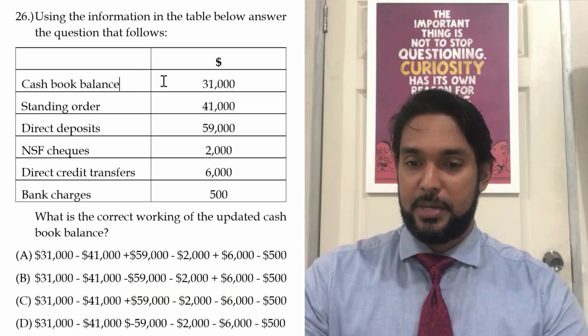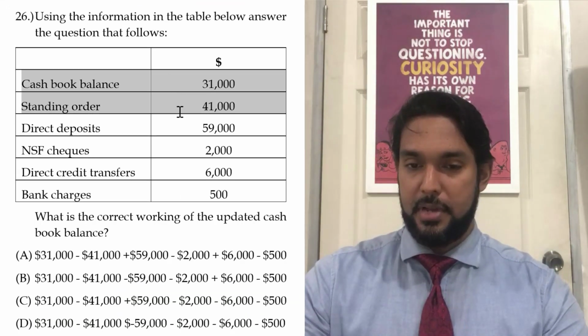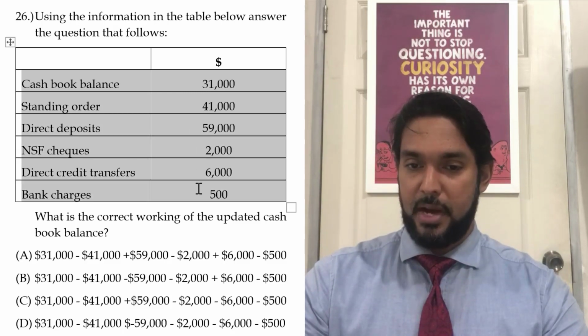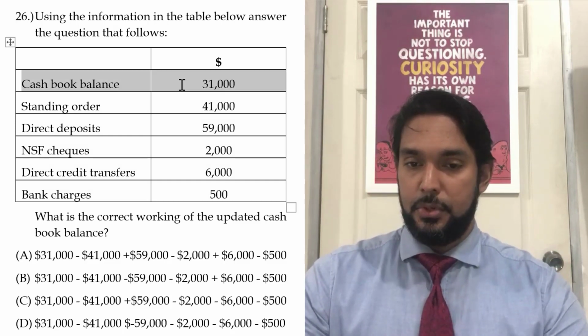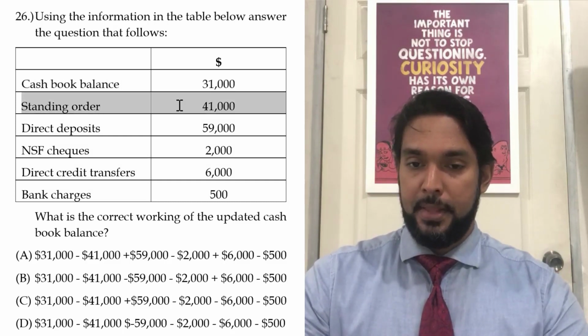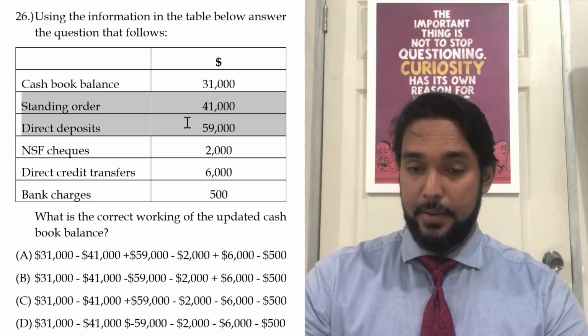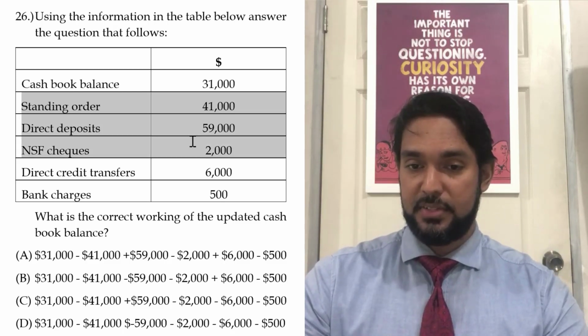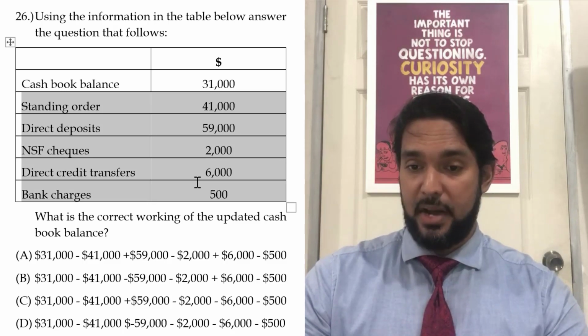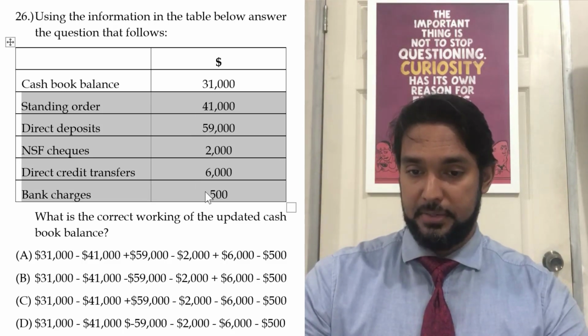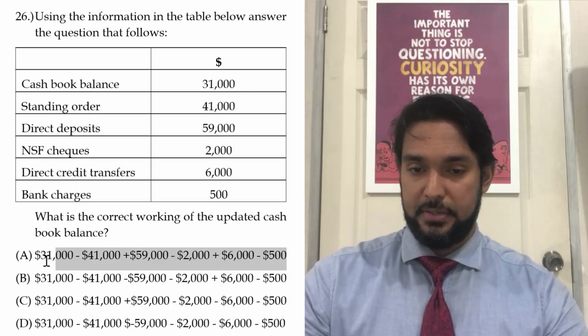All right, cash book balance, standing order, direct deposits, NSF checks, direct credit transfers, bank charge. What's the updated cash book balance? How do we calculate? We're going to minus the standing order, direct deposits is added, minus NSF checks, add direct credit transfers, minus bank charge. So minus, plus, minus, plus, minus.